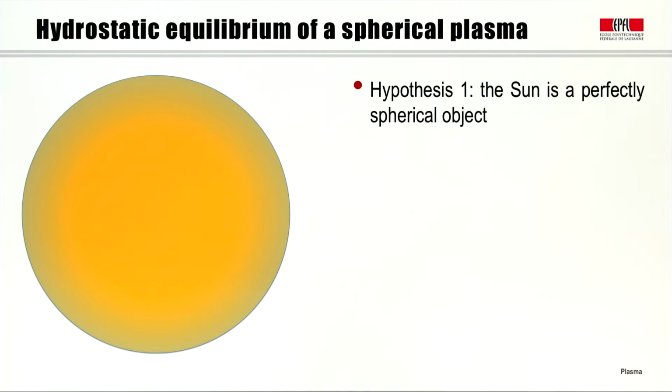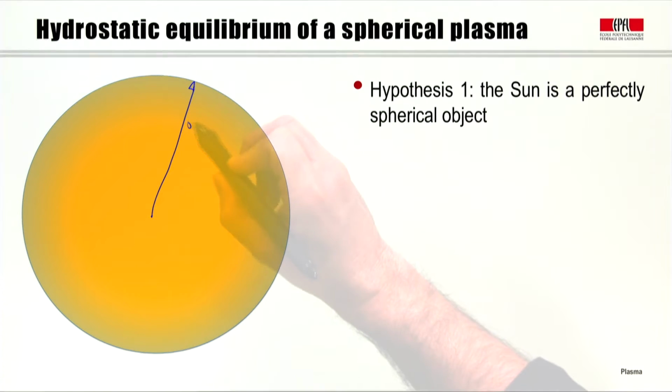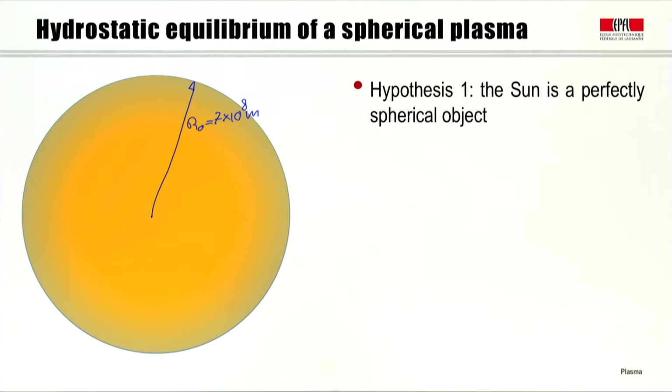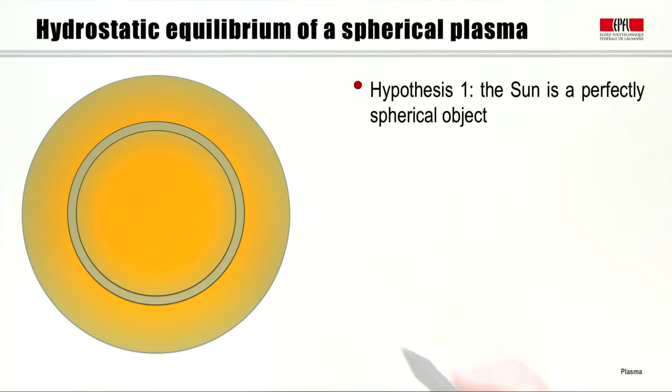Now, to start deriving the equation for the hydrostatic equilibrium, let's make a first hypothesis. That is, the Sun is a perfectly spherical object. The radius of this sphere is the Sun radius, which is 7·10⁸ meters. Let's then consider a spherical shell located at a distance small r from the center of the Sun, and this shell has a radial thickness dr.